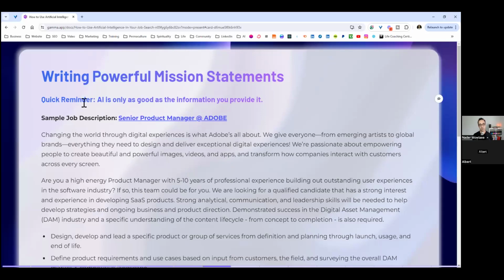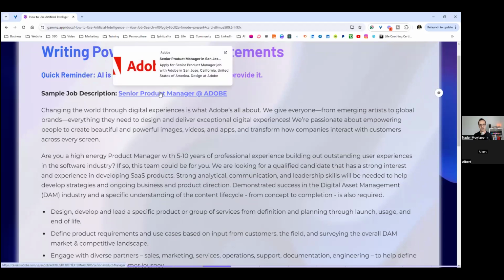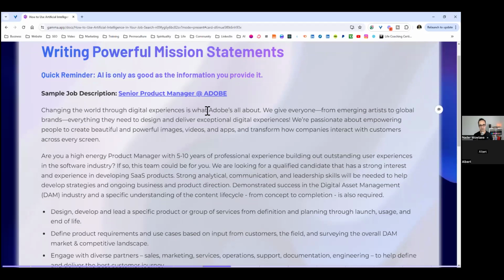And a quick reminder to everyone, as I mentioned earlier, AI is only as good as the information you provide it, which is critical for us to be able to understand the information on the job description that we can actually use. Here, as a sample job description, I picked a senior product manager role at Adobe that they've been recruiting for a week. So it's still up, it's still active.